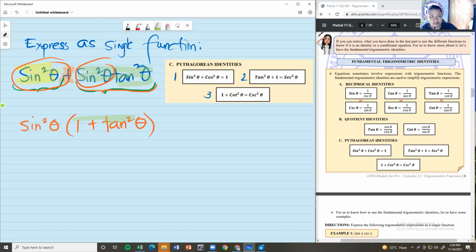Look at this. 1 plus tangent squared theta is the same as this: tangent squared theta plus 1. Sir, why does 1 plus tangent come first, while on the other side plus 1 comes last? They are just the same because addition is commutative. So therefore, this 1 plus tangent squared theta can be rewritten as secant squared theta. And from here, let's multiply it with sine squared theta.